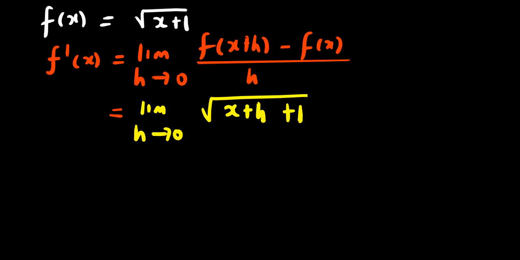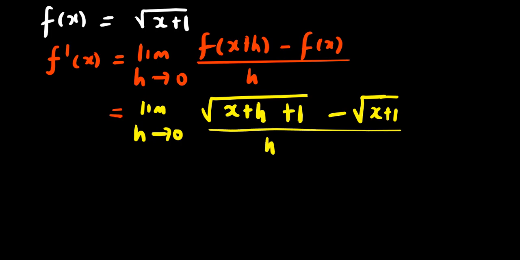Okay, now that I've got that, I have a minus f of x. f of x is the function itself. The function is equal to the square root of x plus 1. So allow me to replace that. I'm going to put the square root of x plus 1, okay, everything over h.